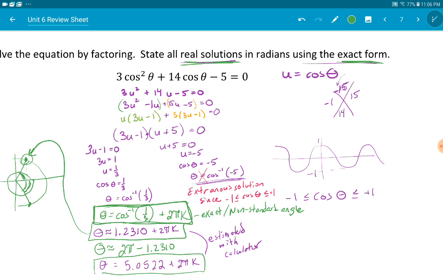If this was a standard angle on my unit circle, that 1/3, then I would absolutely want a final answer in exact form. But because 1/3 is not on the unit circle, there's no x value of 1/3 on the unit circle, that's how I knew I needed to get a calculator and estimate it.